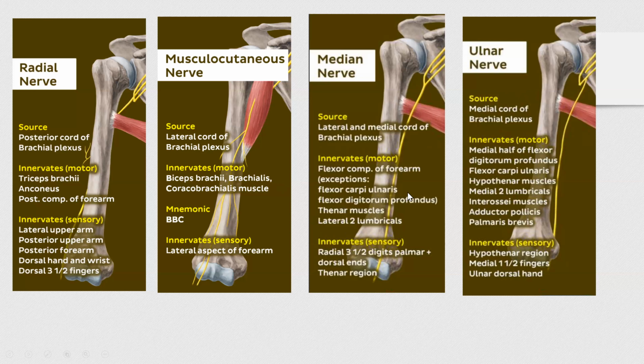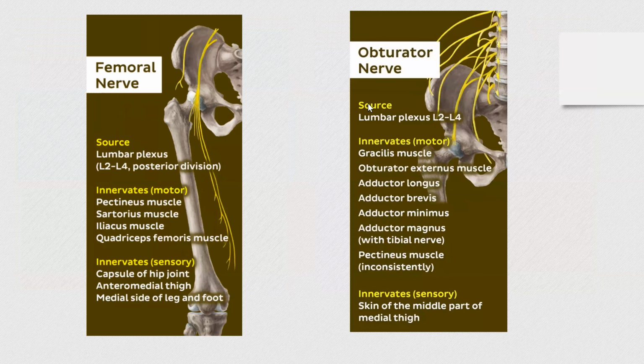So you can read, of course, if you are bright students, you can just remember all these muscles that are innervated, but there is no need. We just say in general what those nerves innervate. And then we're moving to the lower limb.